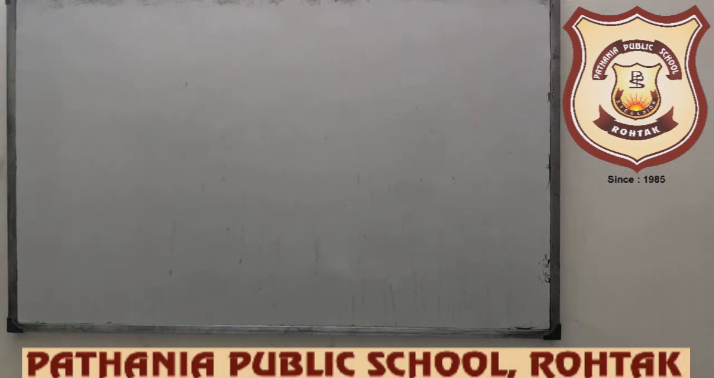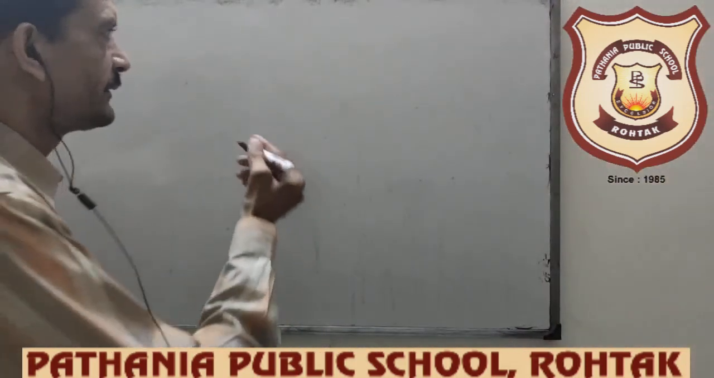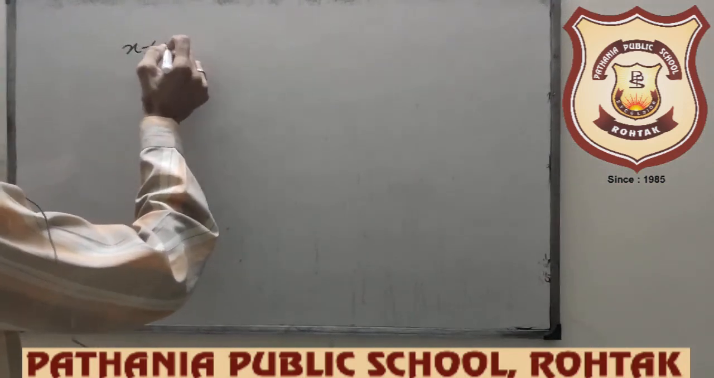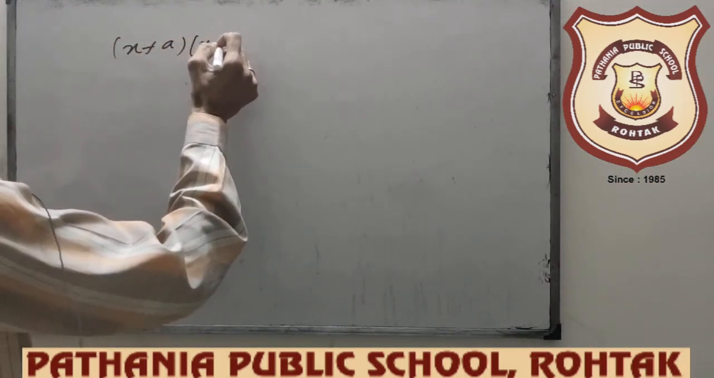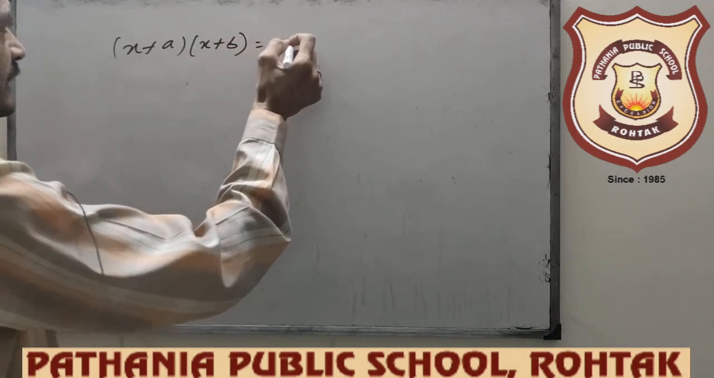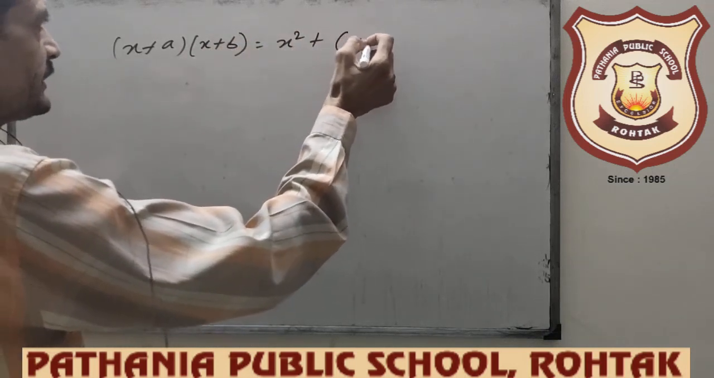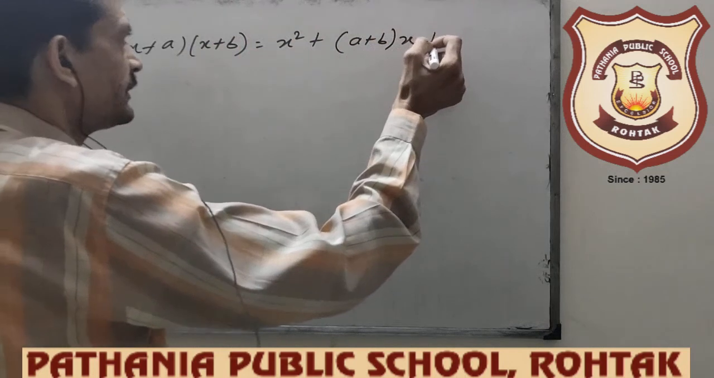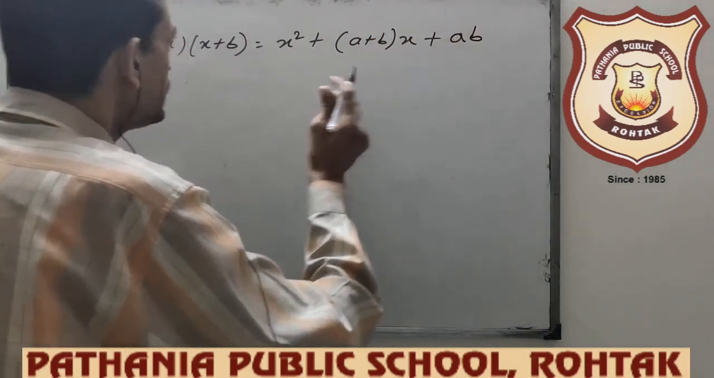Good morning students. Beta, we have discussed exercise 9.5 and today I am continuing with this exercise. I want to revise one identity once more. That is (x + a)(x + b), which is x square plus (a + b)x plus ab. That I want to tell you.